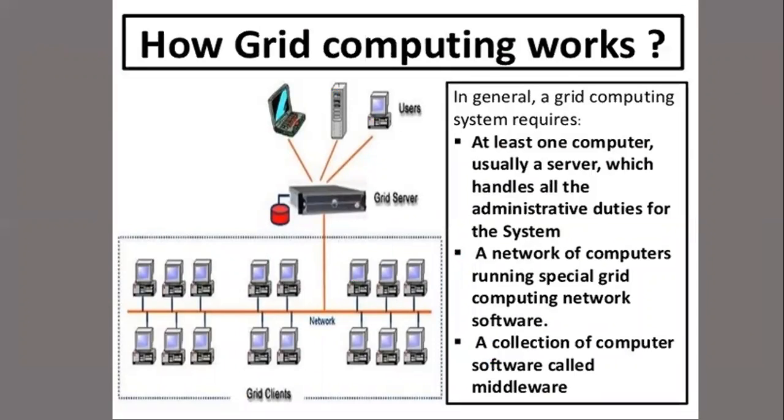A grid computing system requires at least one computer, which is a server, which can handle all the administrative duties. It requires a network of computers that runs the special grid computing network software. And finally, it needs a collection of computer software called middleware.